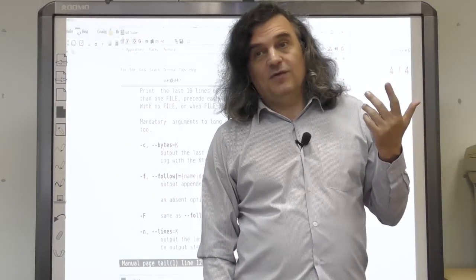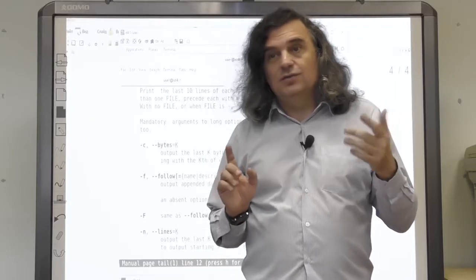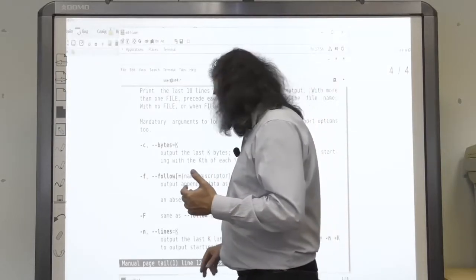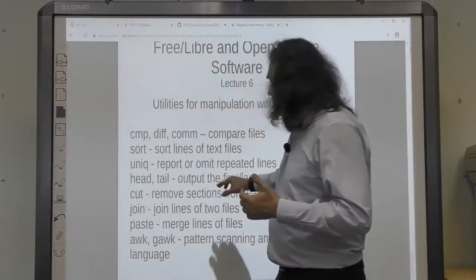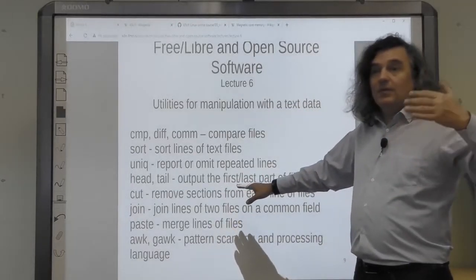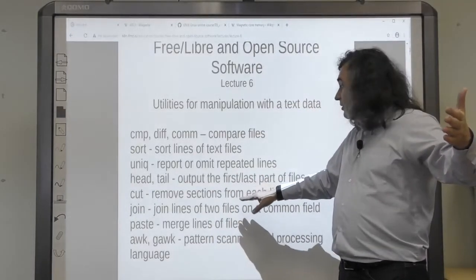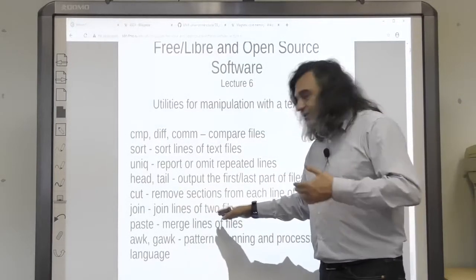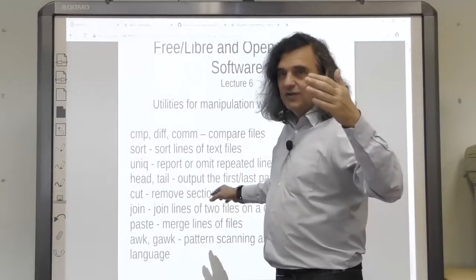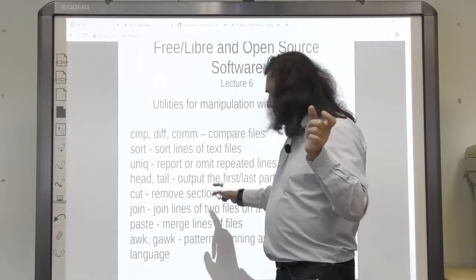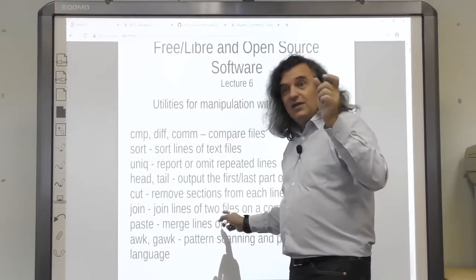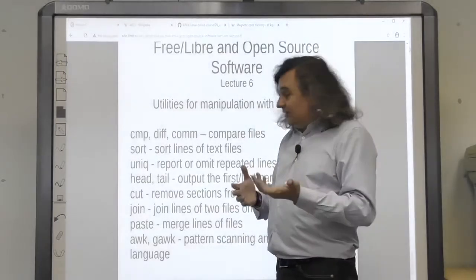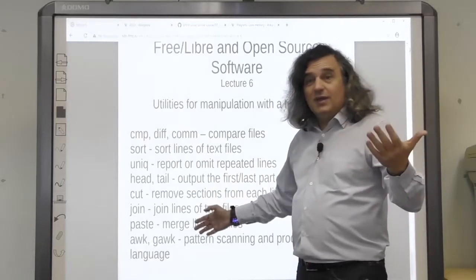More than that, from text lines you can cut some fields separated by some kind of separators with the cut utility. Also, you can join lines of two files on a common field with the join utility, and merge lines of files with paste. And finally, we have AWK.